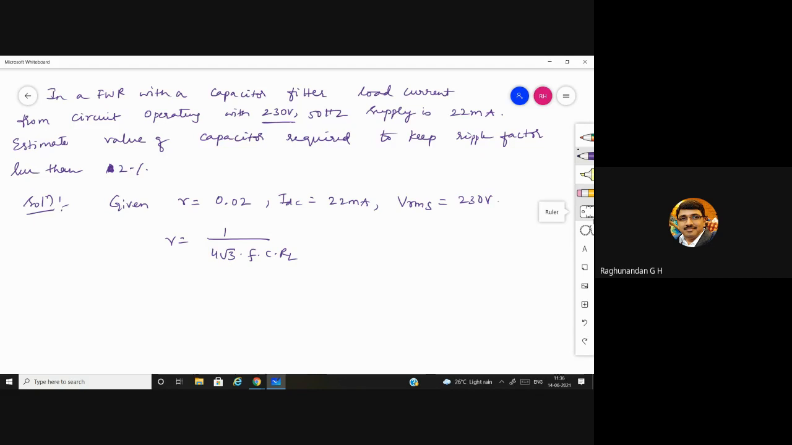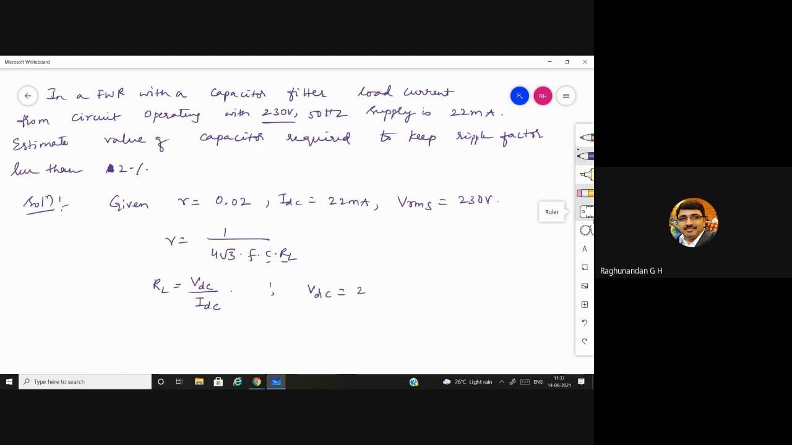Now we need to estimate the value of capacitor. We don't know what RL is. So we cannot directly substitute everything and find it, because here C is unknown and RL is unknown. So we need to first find out the RL value and then continue. To find RL, we have VDC by IDC, but we don't know what VDC is. So let us first find out VDC.